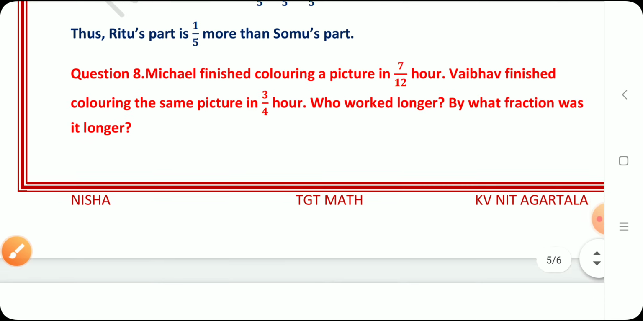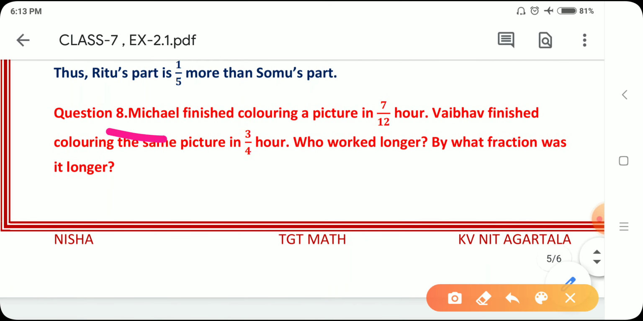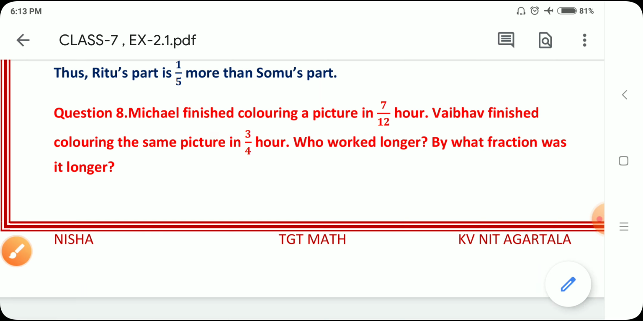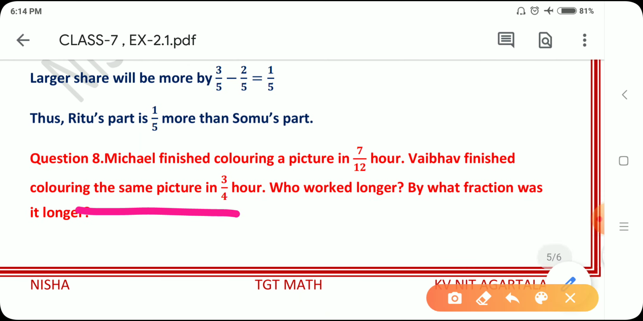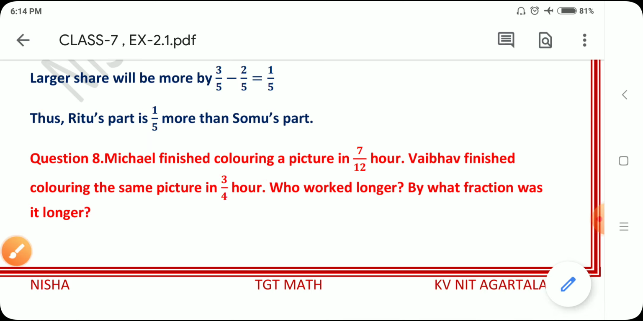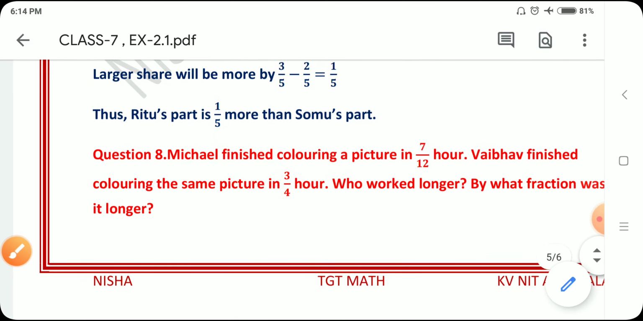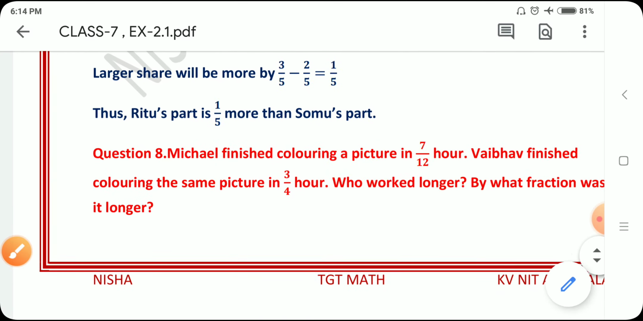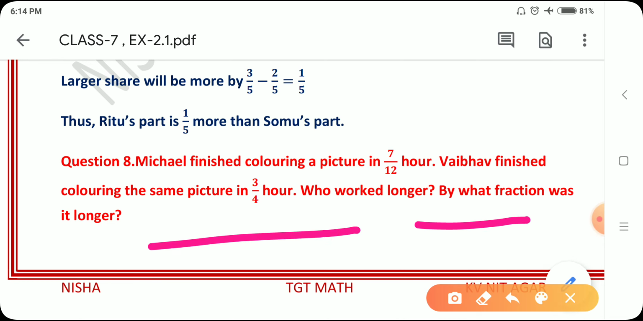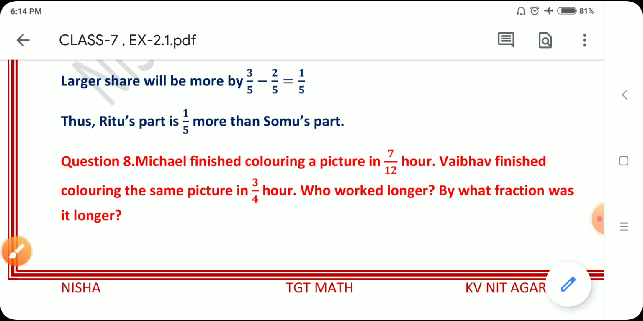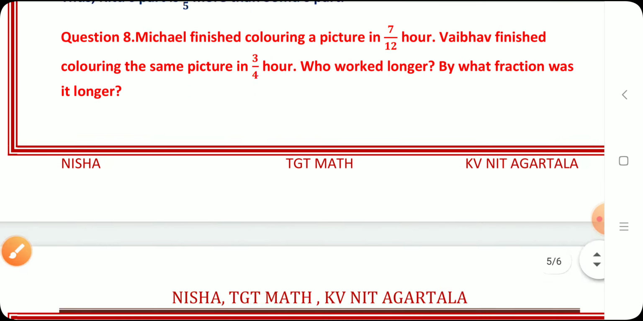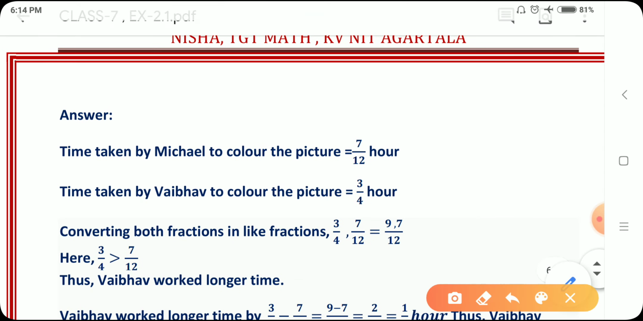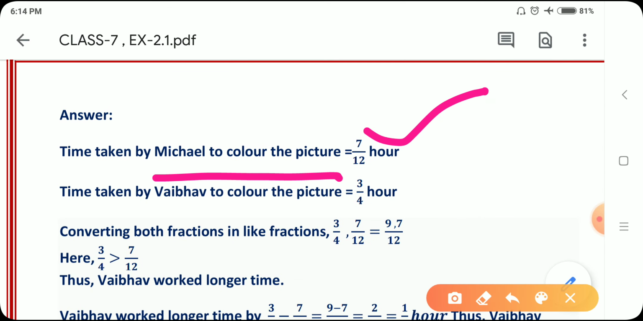In question number 8, Michael finished coloring a picture in 7 by 12 hour. Vaibhav finished coloring the same picture in 3 by 4 hour. Who worked longer? By what fraction longer? You have to tell who worked the longer time. So you will write that Michael took time 7 by 12, Vaibhav took time 3 by 4 hour.